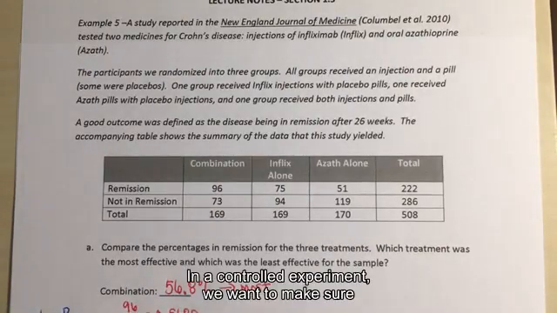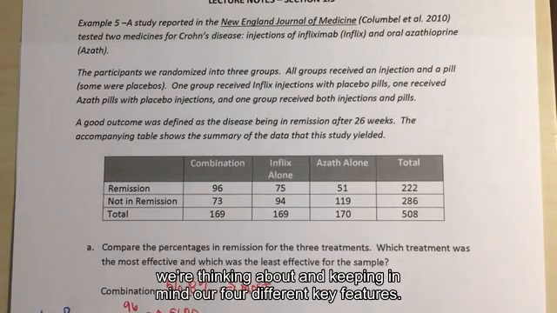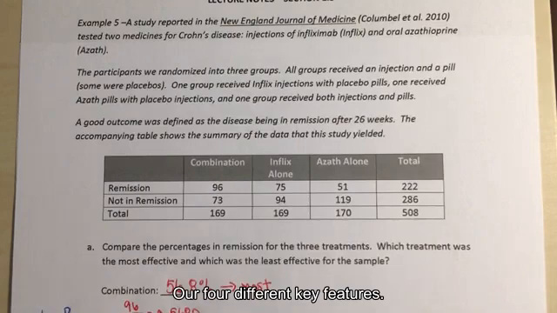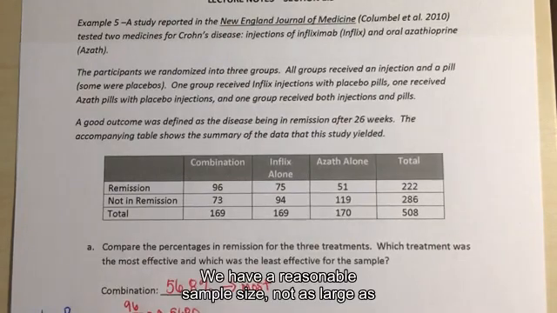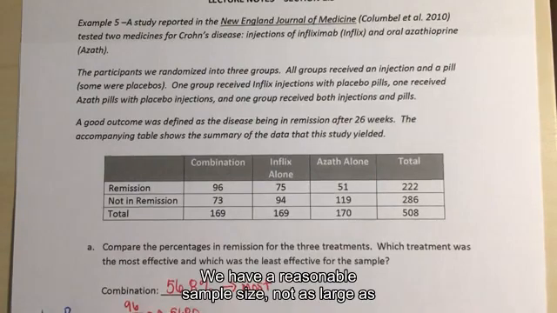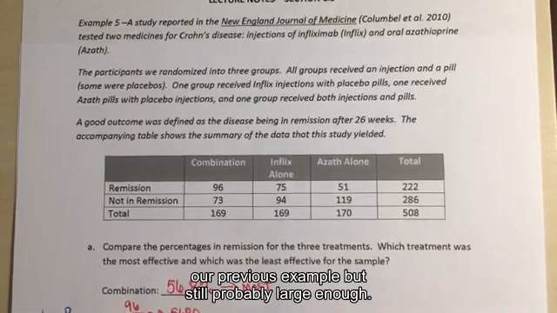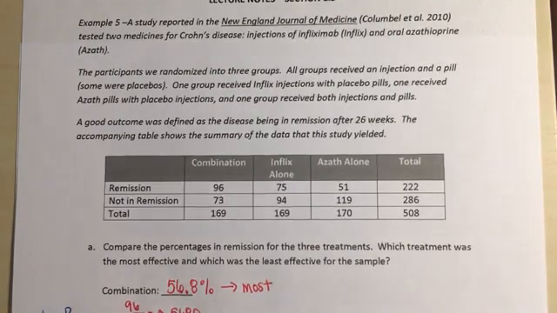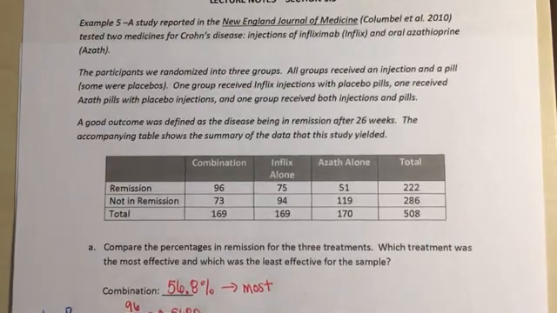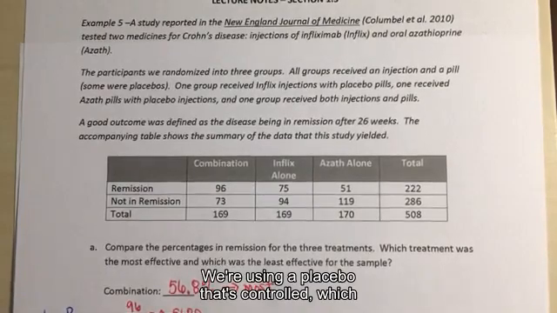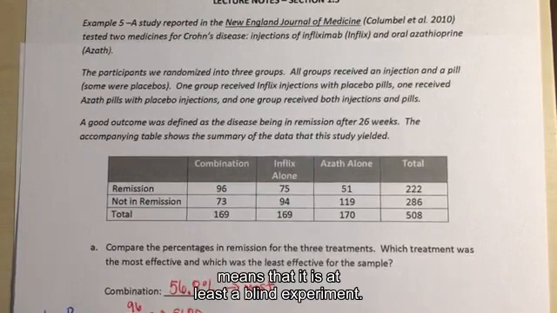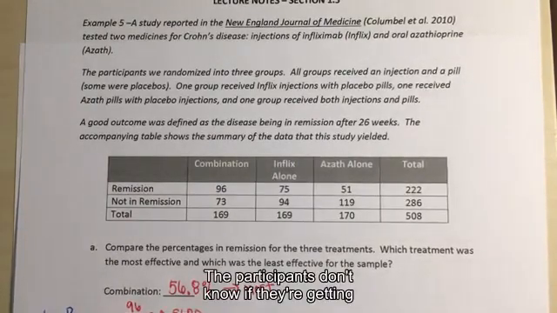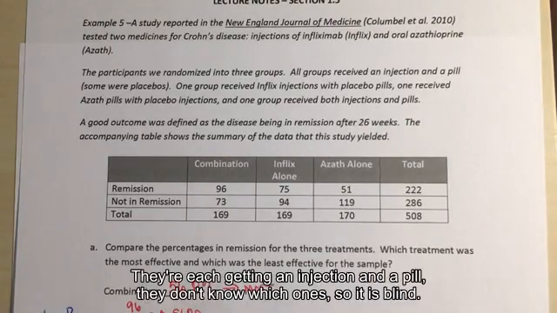Right? In a controlled experiment, we want to make sure we're thinking about and keeping in mind our four different key features. Right? So our four different key features, we have a reasonable sample size. Not as large as our previous example, but still probably large enough. It is randomized. It is placebo. Right? We're using a placebo that's controlled, which means that it is at least a blind experiment. Right? The participants don't know if they're getting a placebo. Since they're all getting two things, they're each getting an injection and a pill. They don't know which ones, right? So it is blind.